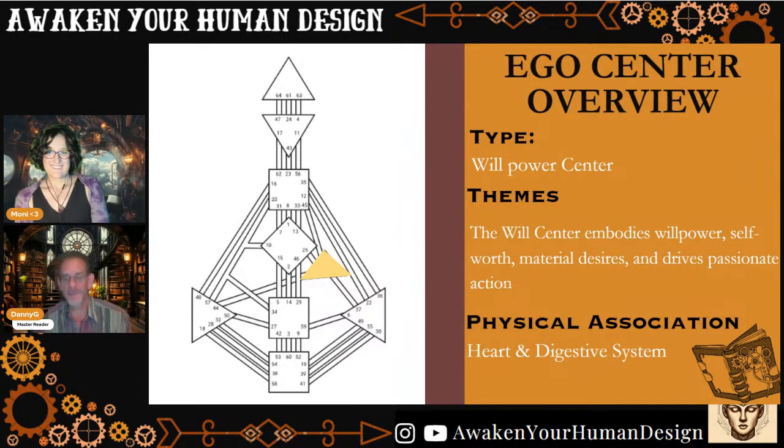The ego overview. So the will center, the heart, willpower. It's that little red... well, here it's yellow, but in the book it's the red triangle. It's only got four possibilities for activation, so it's not as defined in the world as you might think, even though it's right there in the middle of it all. The will center embodies willpower, self-worth, material desires, and successes, and drives passion and action towards these things. Yeah, I'll go along with that.